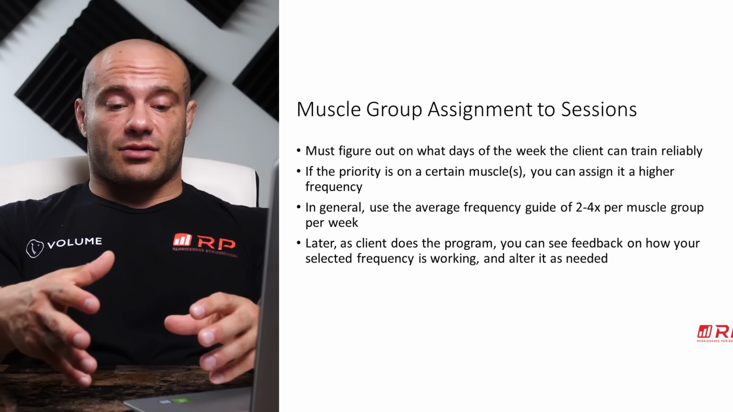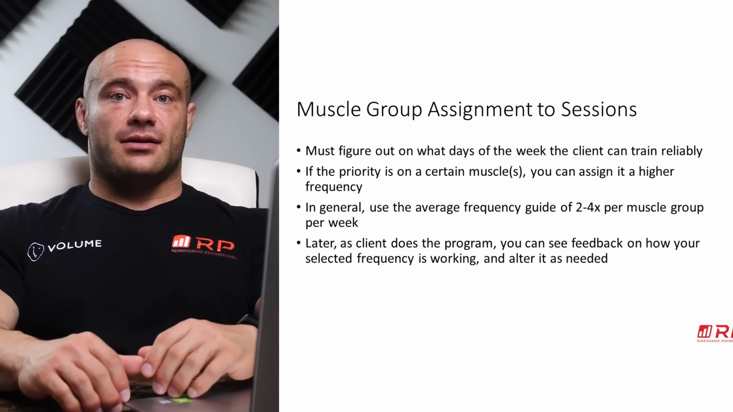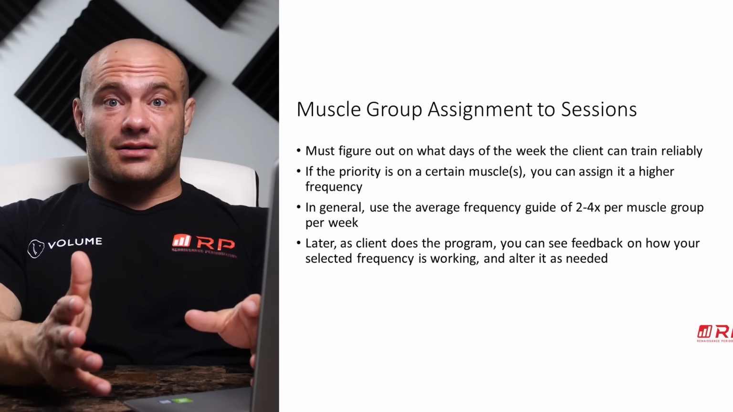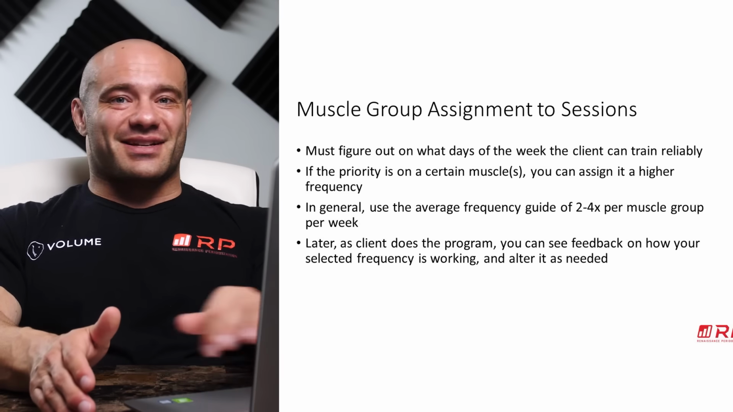So, you can train chest twice a week and back twice a week and legs twice a week, and then arms and shoulders 4 times a week. So you can distribute that the week as you see fit, as long as it's relatively symmetrical. You don't want to do chest Monday, chest Tuesday, and then the rest of the week, no chest.